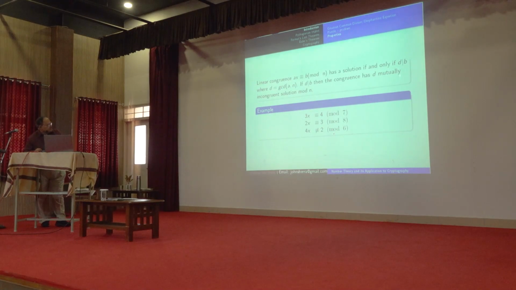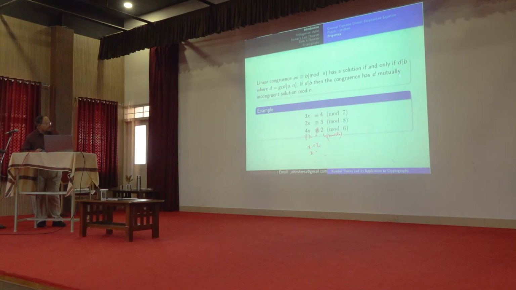Now, 4x congruent to 2 mod 6. I don't know why that not congruent has come there. Anyway, to find the solution, you multiply by 2. So, 8x congruent to 4 mod 6. Otherwise, you go on verifying. Put x equal to 2, you have a solution there, right? 8 is congruent to 2. Cancelling is not correct there.